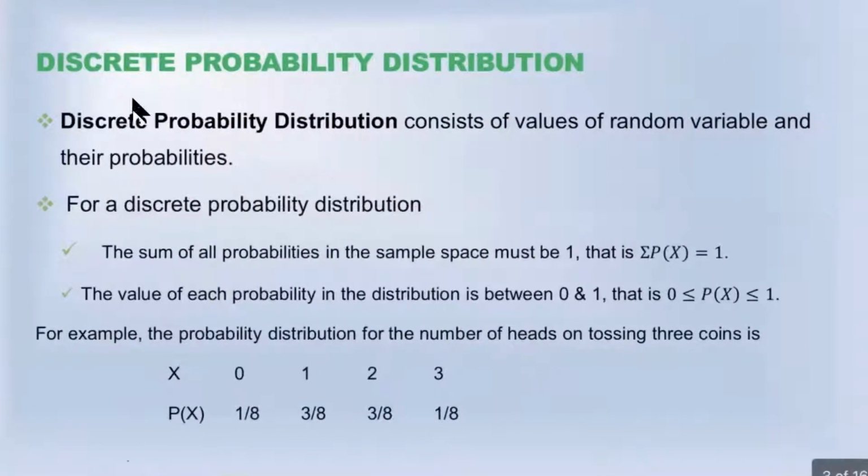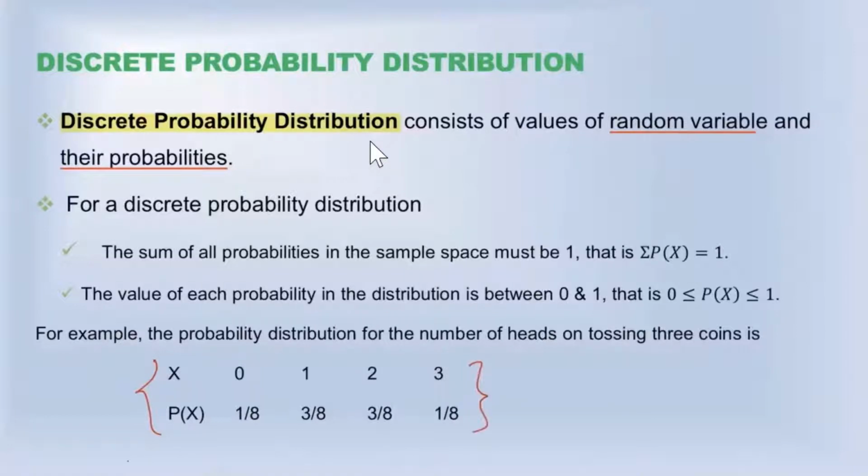Now let's talk about the discrete probability distribution. In this chapter, we'll talk about the discrete probability distribution that is associated with the discrete random variable. A discrete probability distribution consists of the values of the random variable and their probabilities.